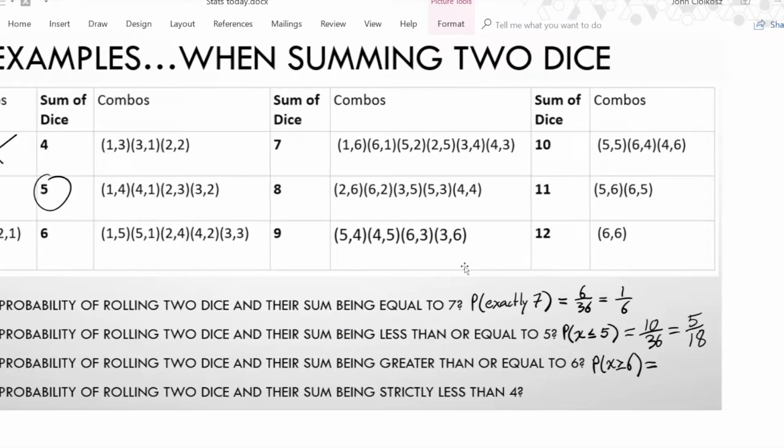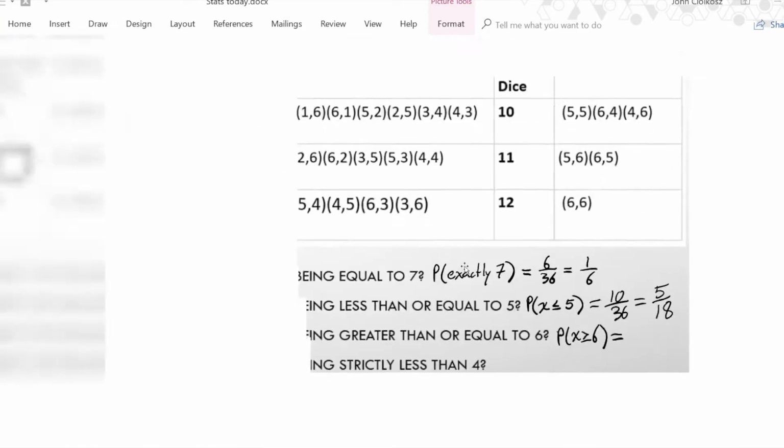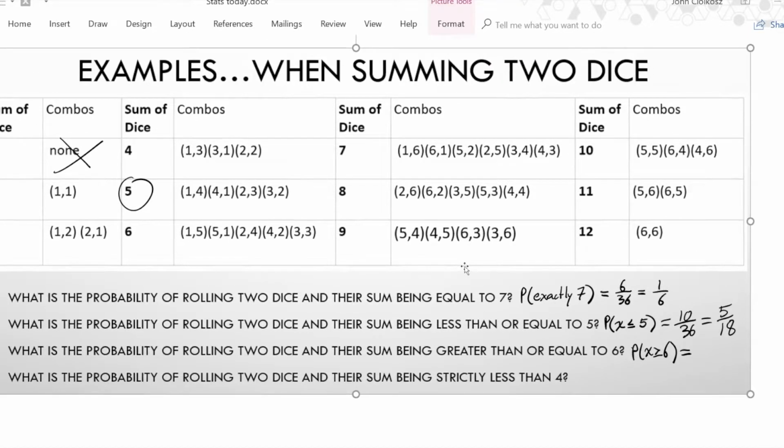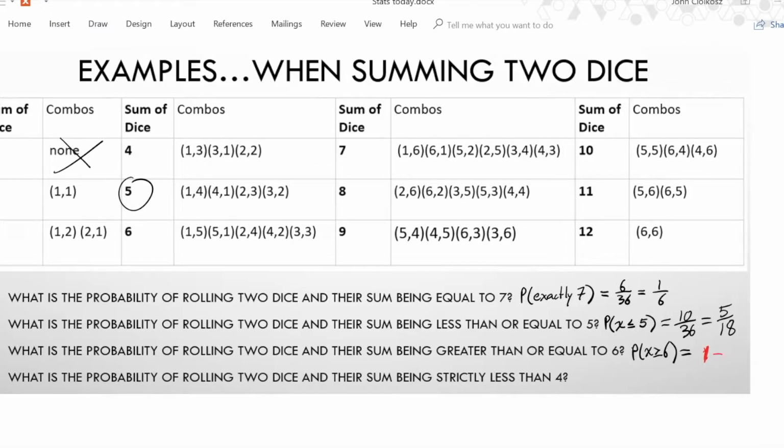So what would be the opposite or the complement of being greater than or equal to 6? So we're looking at things less than 6, right? So if I went the other way here, the opposite of being greater than or equal to 6 is being less than or equal to 5. So if we used our complement, we could do 1 minus, let me write now, the chances that we are less than or equal to 5.